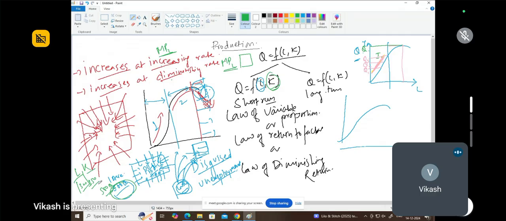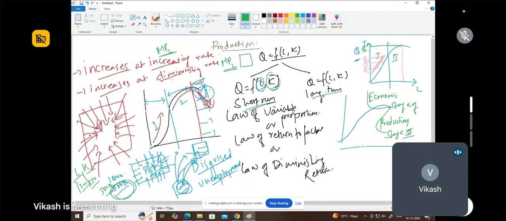Because of this, the ideal stage of production becomes stage 2, which is also known as the economic stage of production. In stage 3, no one wants to go there. Stage 1 is underutilization of K. Stage 2 is the economic stage of production, where the farmer, the entrepreneur, is able to maximize their output. So this is all about the short term. We have discussed the complete part of the short term.